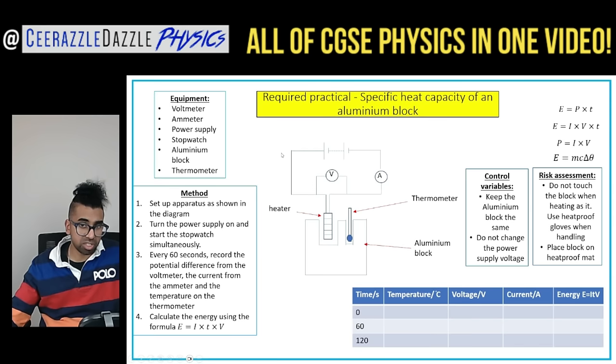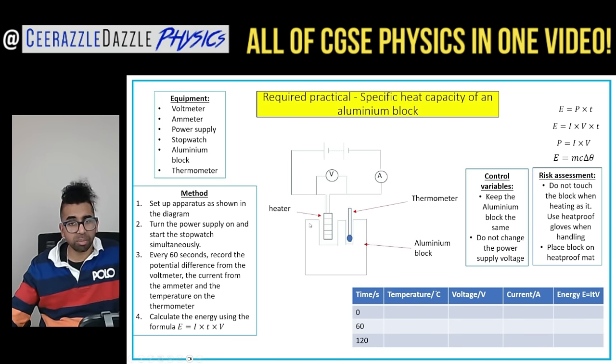Method: you set up the apparatus as shown in the diagram, turn on the power supply, and obviously the heater will start to heat up the aluminium block. Every 60 seconds, you record the voltage, or the potential difference, and the current. So we're going to get the voltage and the current. In order to work out the energy, you can use the formula: energy is equal to I times T times V. ITV will give you the energy. So that's how we do it.